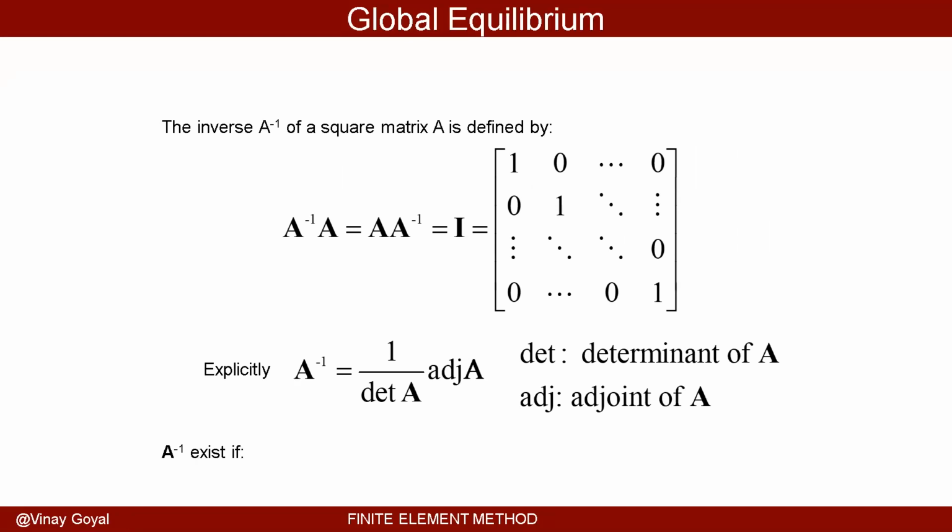It turns out that if the determinant of a matrix is 0, you can't really invert it. The inverse of a square matrix is defined as A inverse times A equals the identity matrix, or A times A inverse. And you can determine A inverse explicitly by calculating the adjoint of A divided by the determinant of A. And you can see here, if the determinant of A is 0, A inverse blows up.